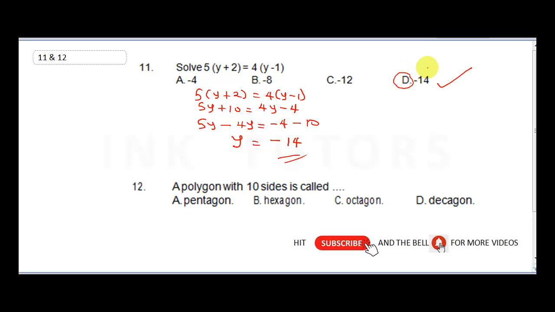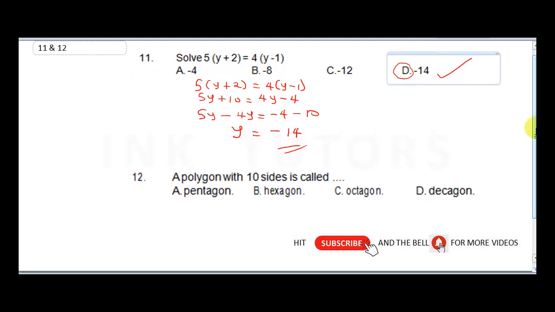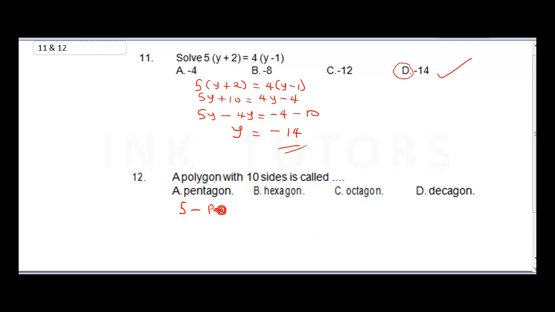Okay, so the next question says, a polygon with 10 sides is called what? Now, let me just show you everything. For a 5 side, it's called what? Pentagon. For a 6 side polygon, it's called what? Hexagon. For a 7 side polygon, it's called what? Heptagon.